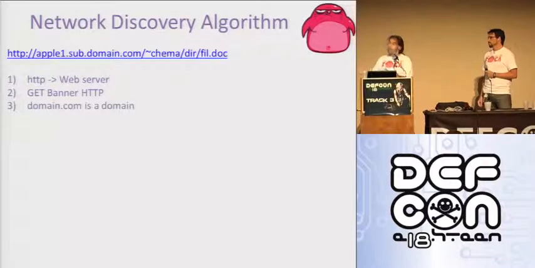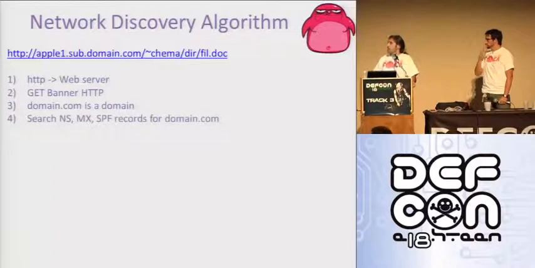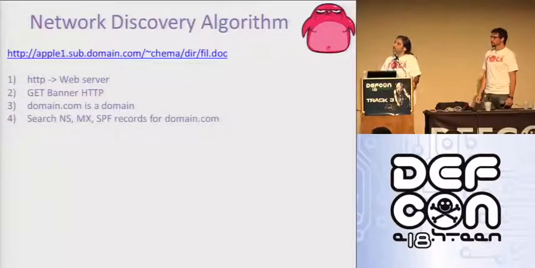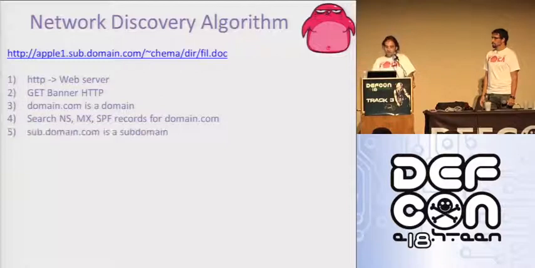Then we have a domain. With that domain, we can discover in which part of the network one of those servers is, which we weren't able to allocate into the network map. So it's good for us to discover all the domains that we can. So domain.com is a domain. Of course, if we have the domain, we can also get the name server, the mail exchanger, and the information in the SPF record about IP addresses of internal servers. Of course, we can do the same with the subdomain.